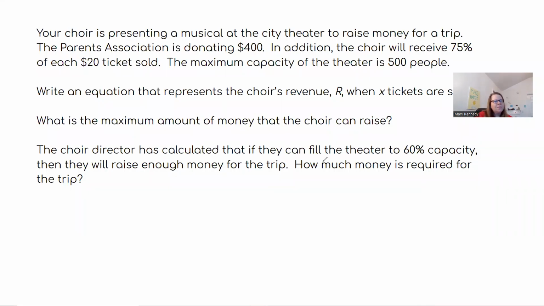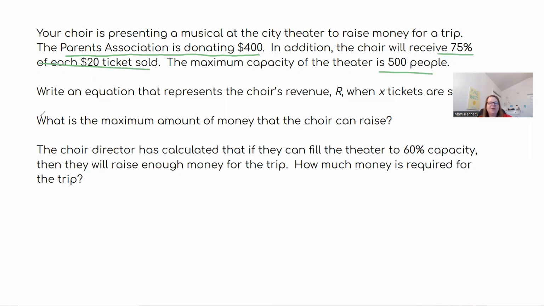All right, so when we look at this, we've got a choir raising money for a trip. We know there's a nice donation of $400. That's great. And then we get 75% of every $20 ticket that we sell. Maximum capacity is 500 people. So there's lots of numbers going on here, right? Lots of numbers, percentages, dollar amounts. Okay.